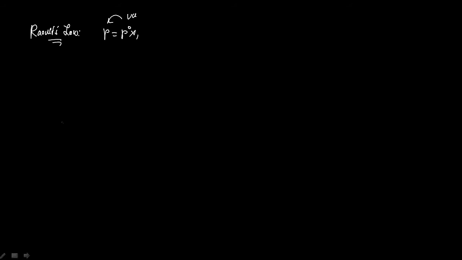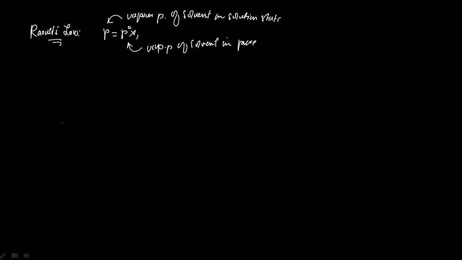P is the vapor pressure of any particular solvent in solution state, where P naught is the vapor pressure of the solvent in pure state. So according to this expression, the vapor pressure of a solvent in solution state is equal to the vapor pressure of the solvent in a pure state multiplied by the mole fraction of the solvent.